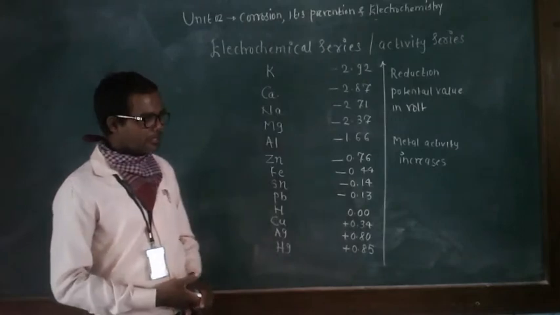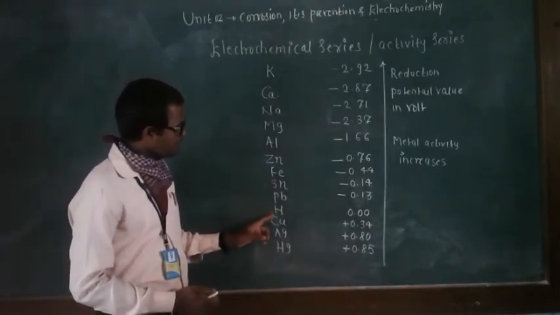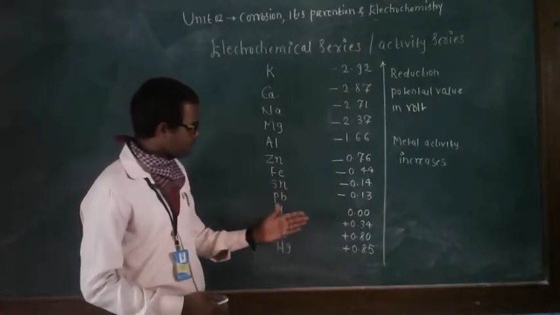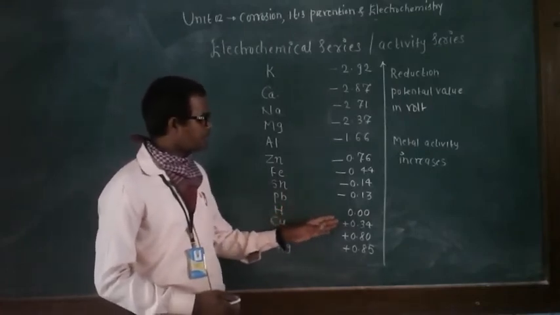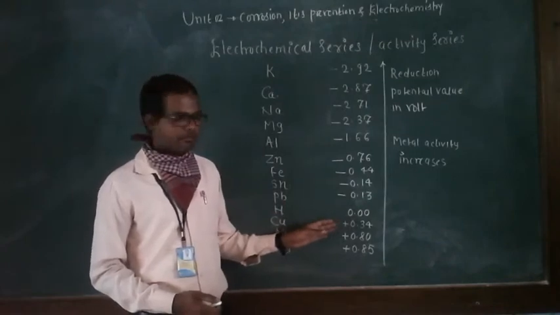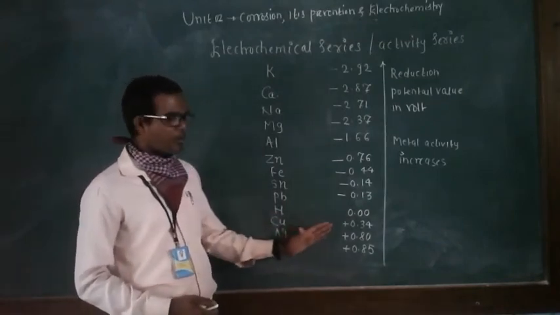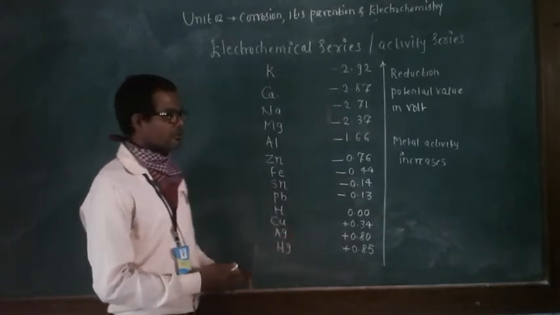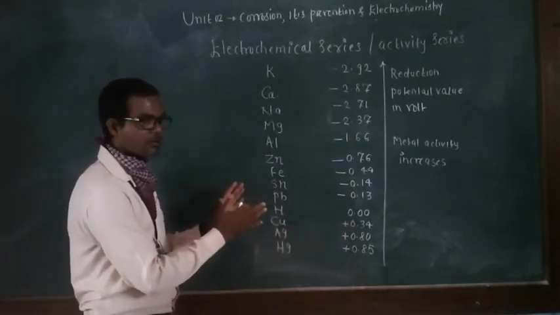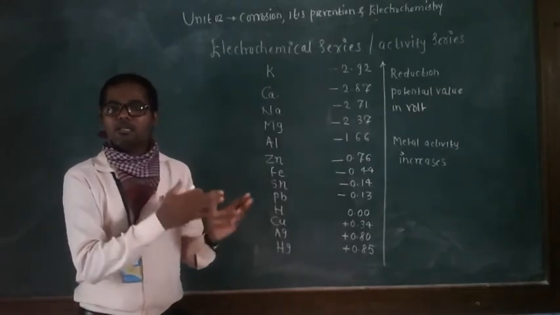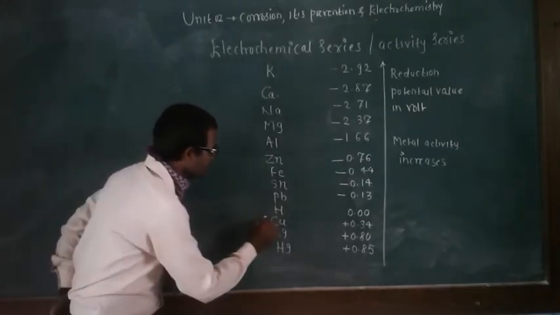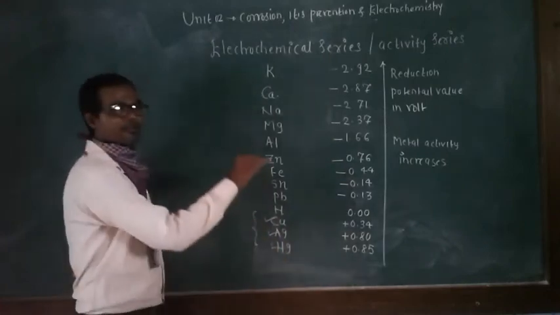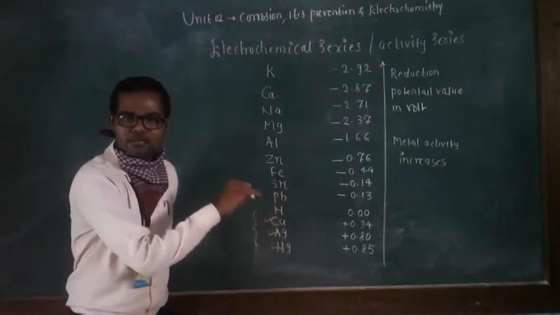So here the reduction potential value is in plus, for example for copper the reduction potential value is plus 0.34, then silver 0.80 and mercury 0.85. This is a positive value for the inactive or the less active metals, for example copper, silver and mercury, and these indicate the reduction potential values.